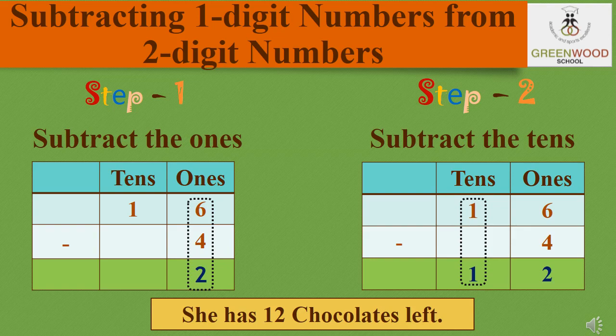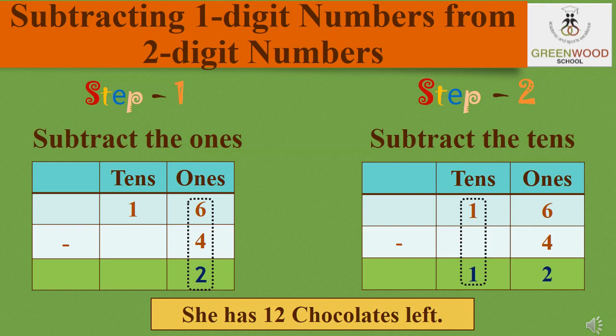So just like we did in addition, we'll split the 16 in 2 parts, that is ones and tens. Now just like addition, subtraction also starts from ones place, that is from the back. So first here we will subtract 6 and 4. Now 6 minus 4, what is the answer?